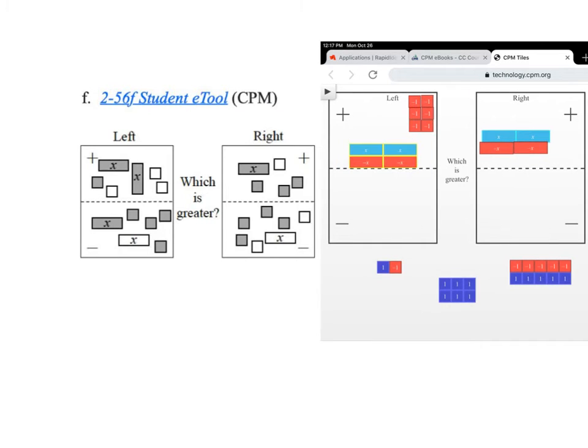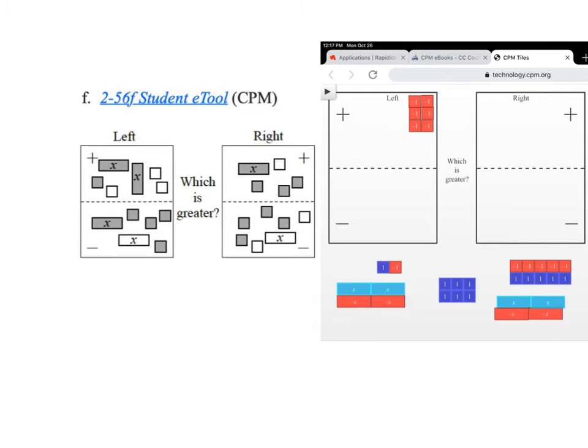Now I've got a positive x and a negative x on the left side, so that's a zero pair. I've got a positive x and a negative x on the right side, so that's a zero pair, so I can remove it. Now it's really obvious here that on the left side I've got -6, on the right side I have 0. So the right side is going to be larger, because 0 is greater than -6. So that's your recap of lesson 216.